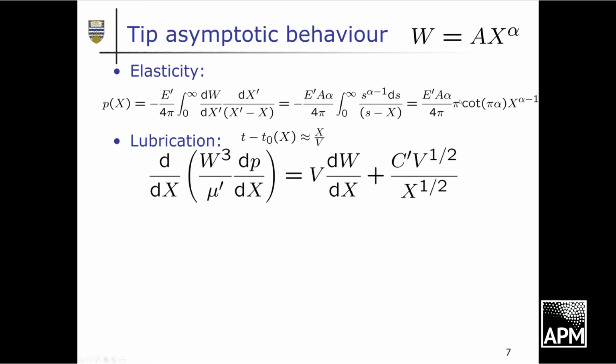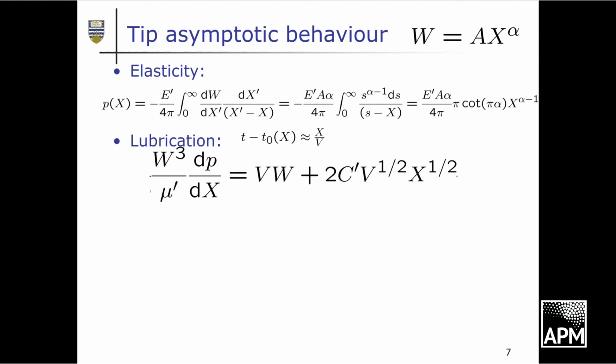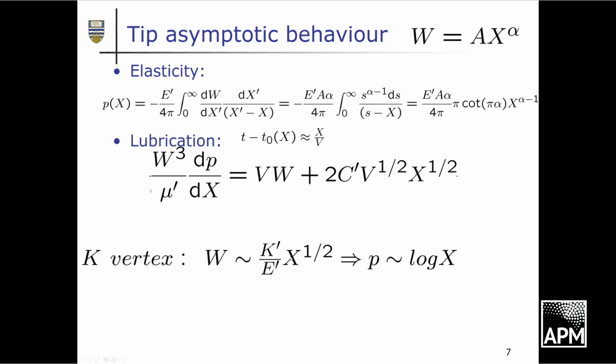So if we look at the lubrication equation with this power law, you can integrate it. And now if we look at, say, the K vertex, where we've got x to the half power, then if we're looking at these two terms cancelling or matching, that W cancels with this one, and we get W squared. X to the half gives us basically x over here. dp/dx means that the pressure has a log singularity.